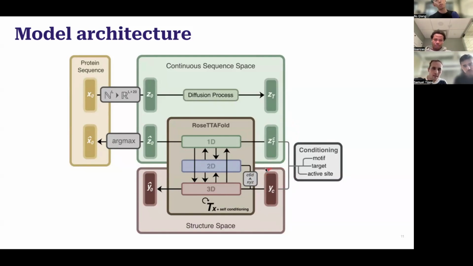And like Sydney mentioned, this work that we've done is certainly somewhat of a departure from the normal diffusion literature, in that we're looking at this more as a fine-tuning process, where first of all, we're starting with a pre-trained version of RoseTTAFold.